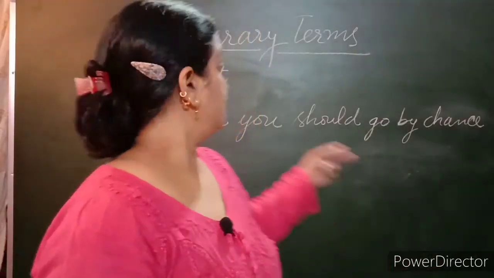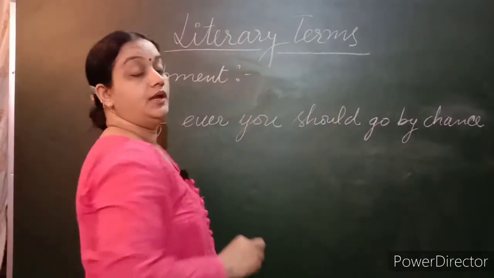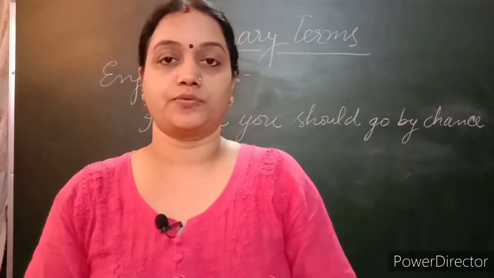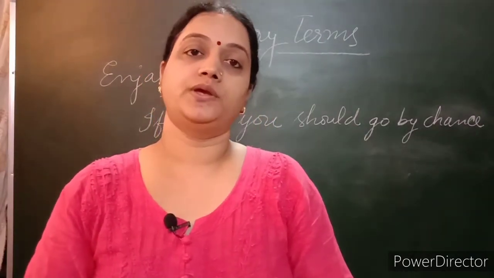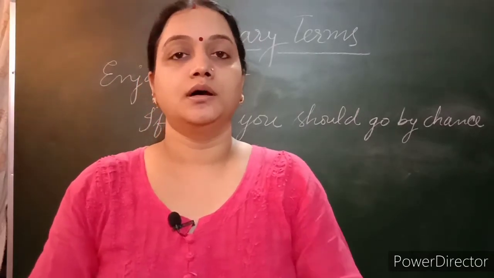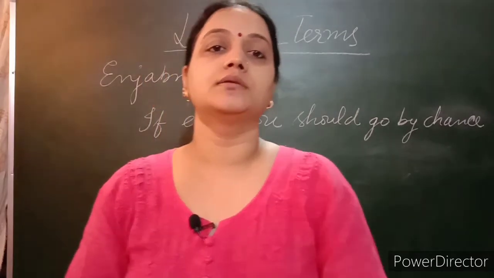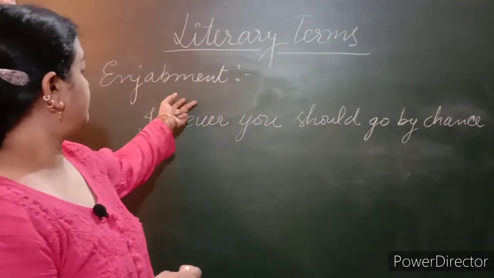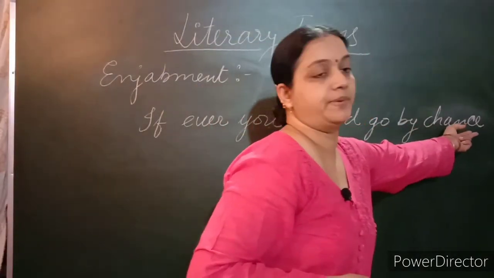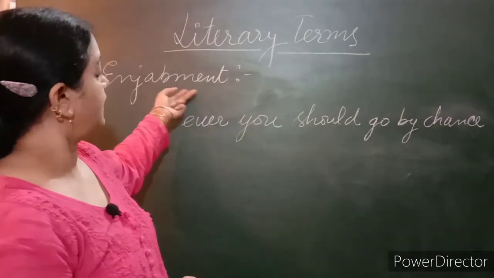Now we are going to know about enjambment. Enjambment is a figure of speech that is quite opposite of end-stop. In end-stop we use different types of punctuation marks like comma, hyphen, slash, dash and others. But in enjambment there is no use of such punctuation marks. So in such a line there may be enjambment.